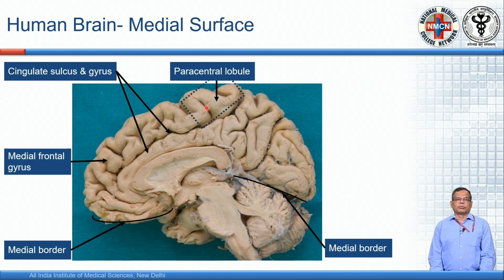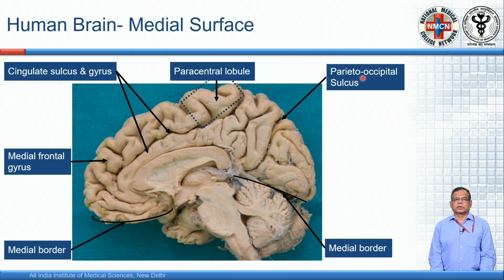Behind the termination of the cingulate sulcus, this area is the paracentral lobule, which is indented by the central sulcus. Anterior to it is the motor area or motor cortex, and posterior to it is the sensory cortex, which are the extension of the same cortex from the lateral surface.